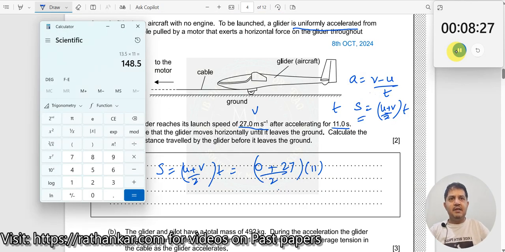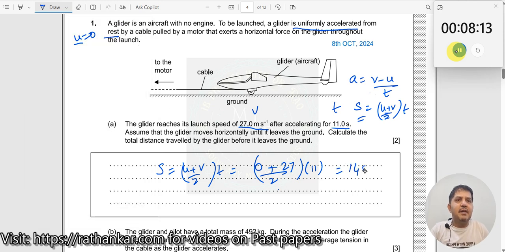So this should be 27 divided by 2. Just a minute, I made a mistake. 27 divided by 2 is equal to so much, multiplied by 11 will be 148.5. So the answer is 148.5. What is the unit over here? Meter.